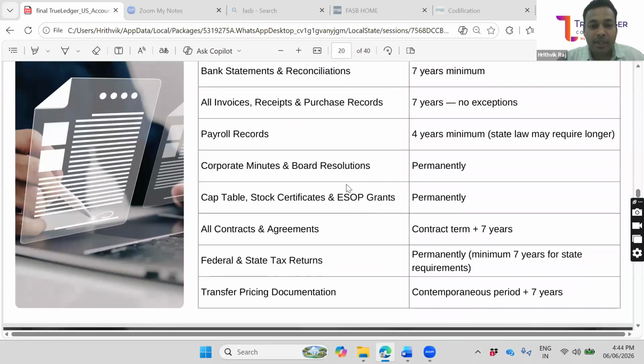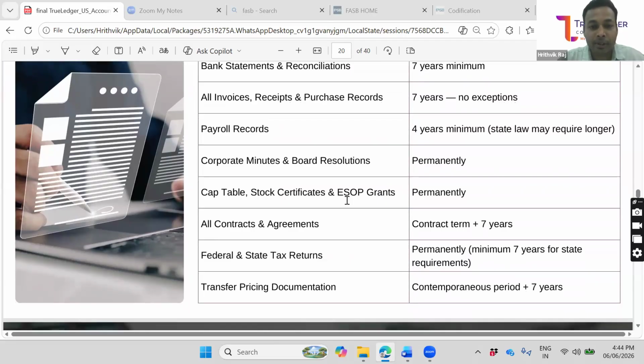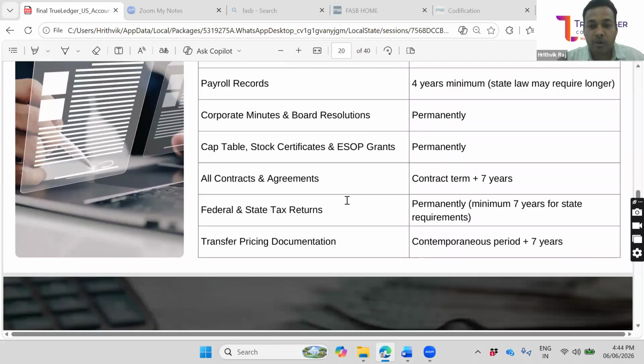And minutes of board resolutions, incorporation certificates, and cap table are permanent documents that should be retained as long as the company exists. Contracts and agreements, 7 years. Federal tax returns, almost permanently, minimum 7 years. And then transfer pricing documents, that is, counterparties, 7 years.